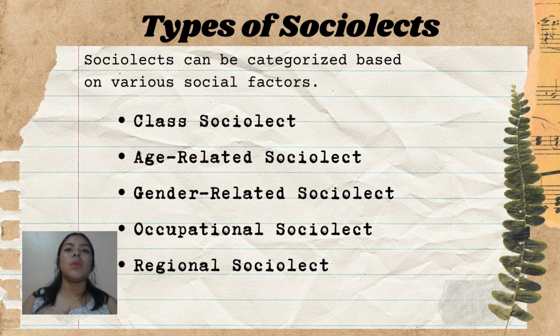And the last one is the regional sociolect. It's the language used by people living in urban areas or rural areas. In the case of urban areas, it can be influenced by the diversity of city life. And on the other hand, the rural areas might preserve older forms of speech or include region specific dialects in this case.